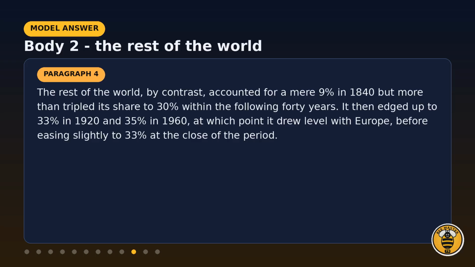Body paragraph 2. The rest of the world, a mere 9%, more than tripling to 30 within 40 years, then edging up to 33, then 35, where it draws level with Europe before easing back to 33. Notice the verbs. Tripled, edged up, drew level, eased. That variety is worth a band on its own.